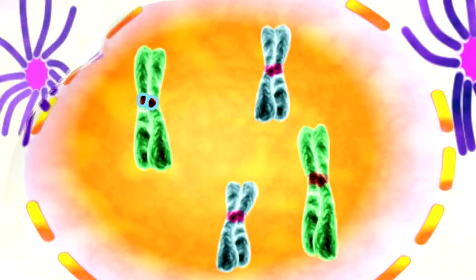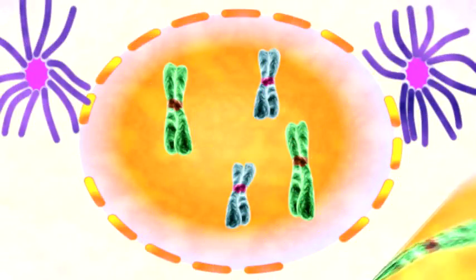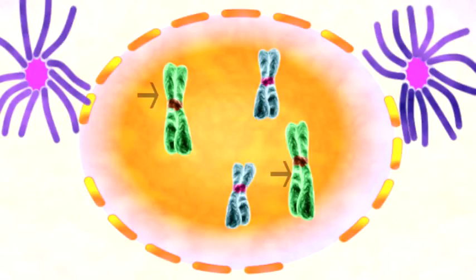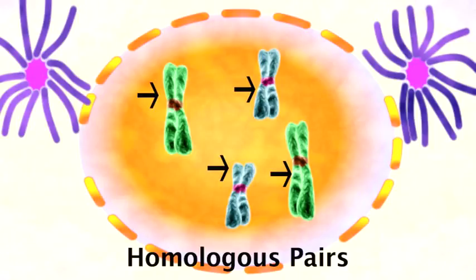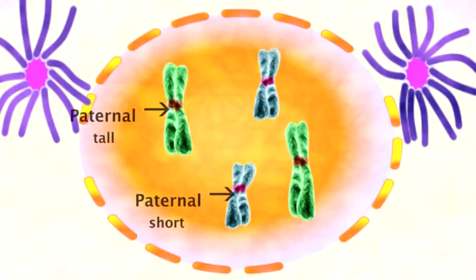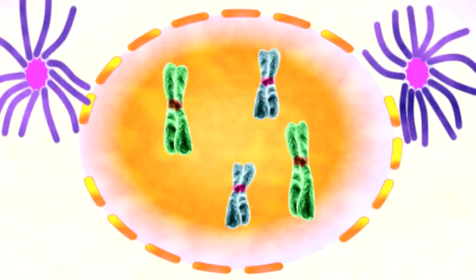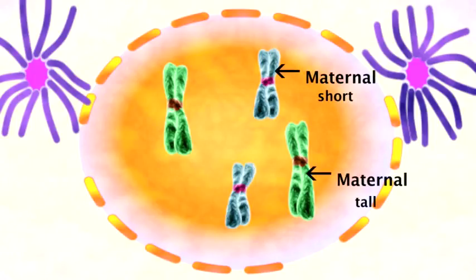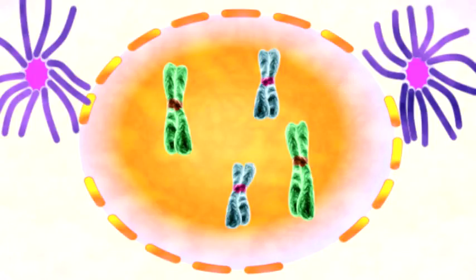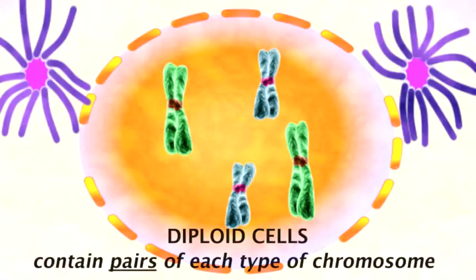As we can see, there are only 2 different types of duplicated chromosomes in this very simplified example: tall ones and short ones. But they are found in nearly identical homologous pairs. That's because the DNA information in one of the tall ones and one of the short ones is paternal and comes from the father, and the information stored in their opposites are maternal and come from the mother. When cells contain pairs of each type of chromosome, they are said to be diploid.